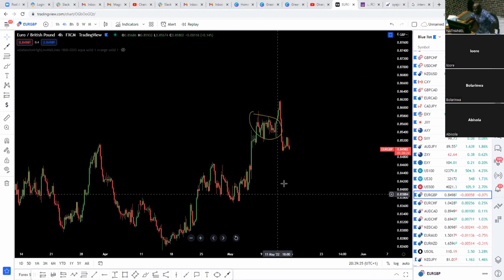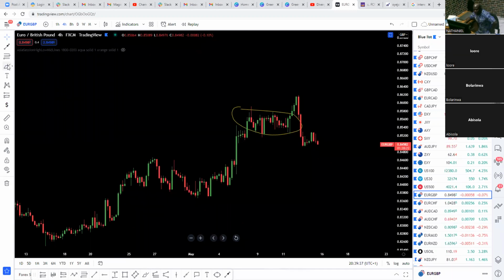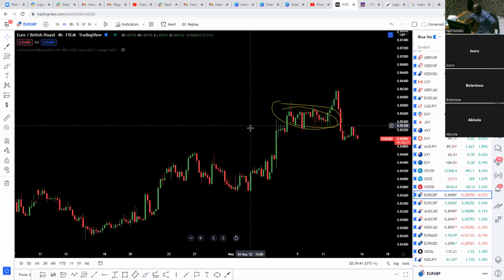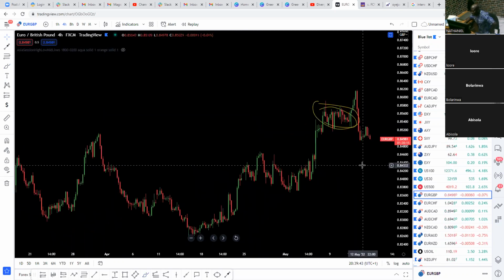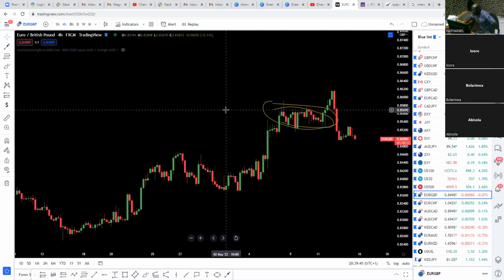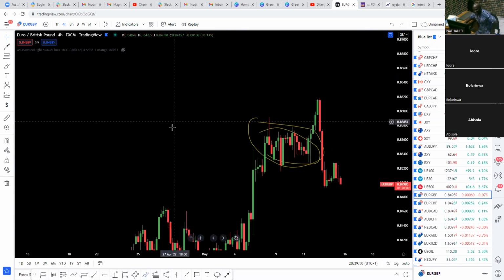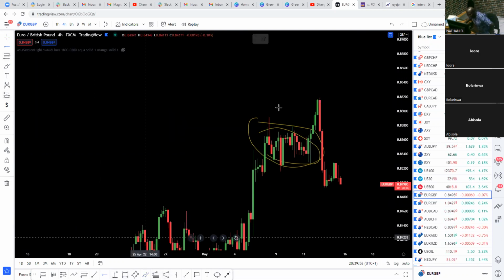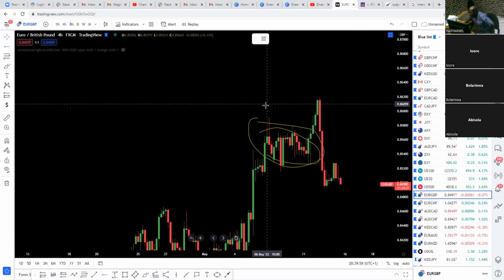So we are back to Euro GBP now. You can see the consolidation here. So what am I expecting? When I got in, the question I asked myself is, after this consolidation, where is the next psychological level? That's what we ask ourselves, guys. The next one is at 0.8600.